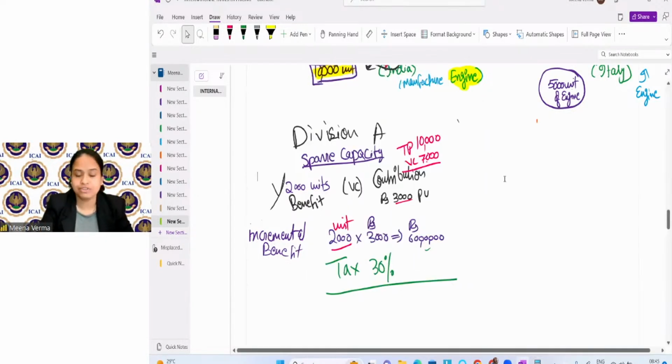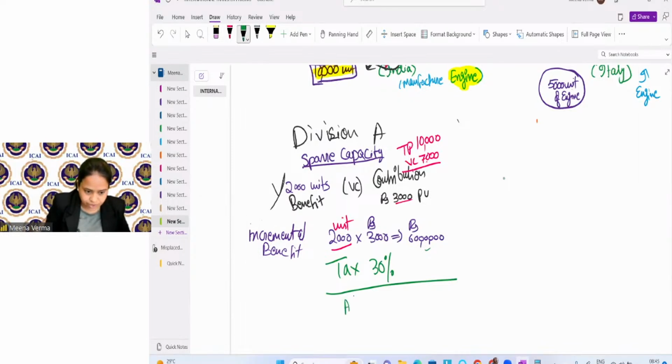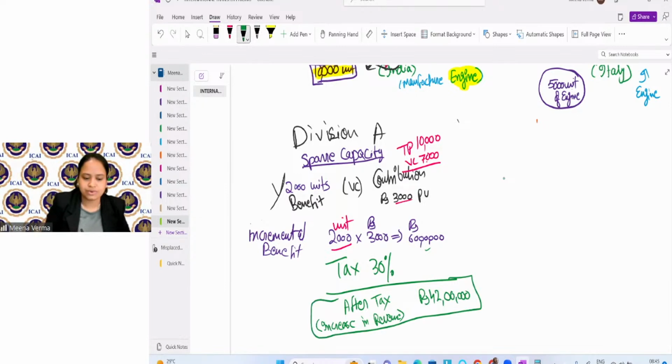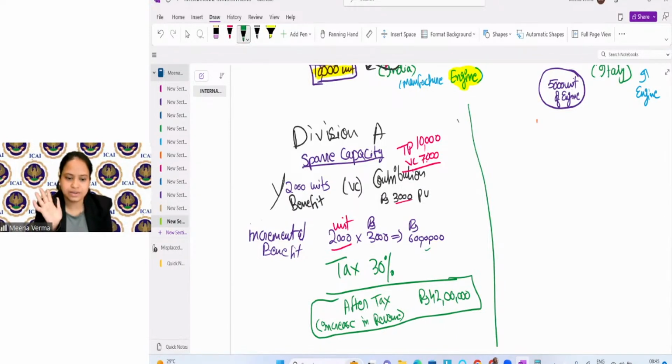So this will be the amount after tax he is earning. After tax increase in revenue: Rupees 42 lakh. This is the increase in revenue after tax. All right. Division A done. Now, Division B. I hope it is clear. So this is the benefit of Division A.